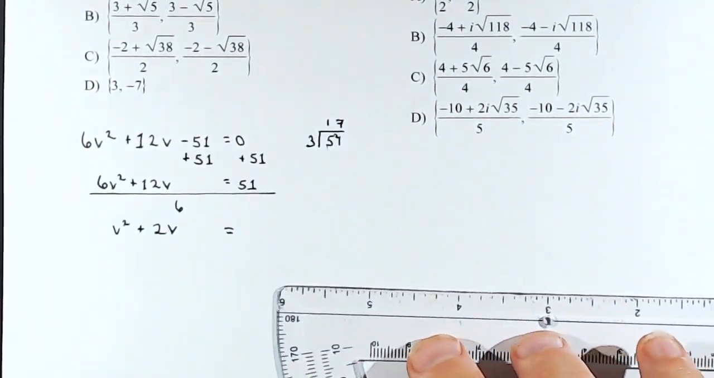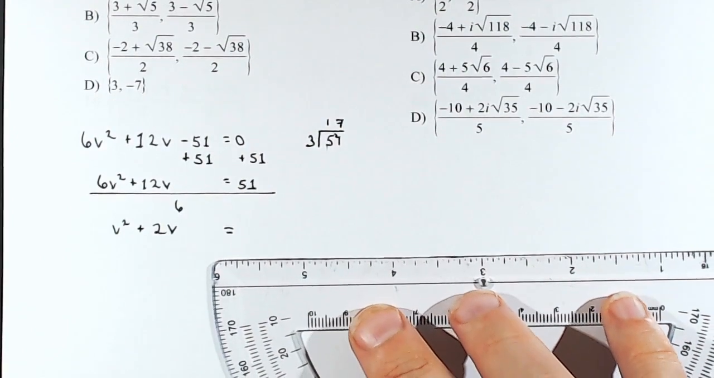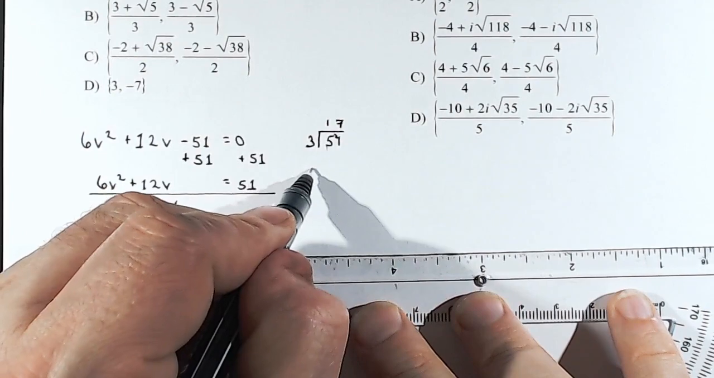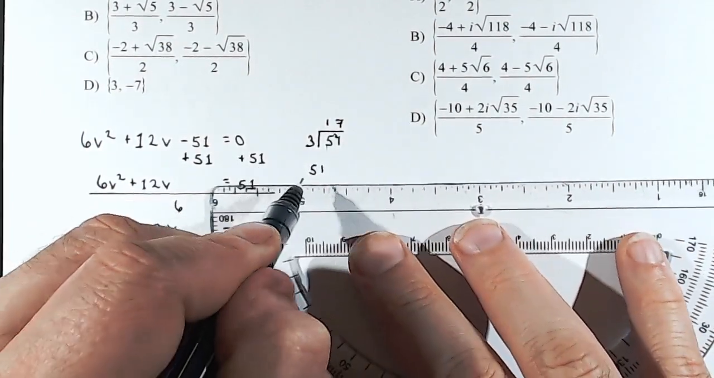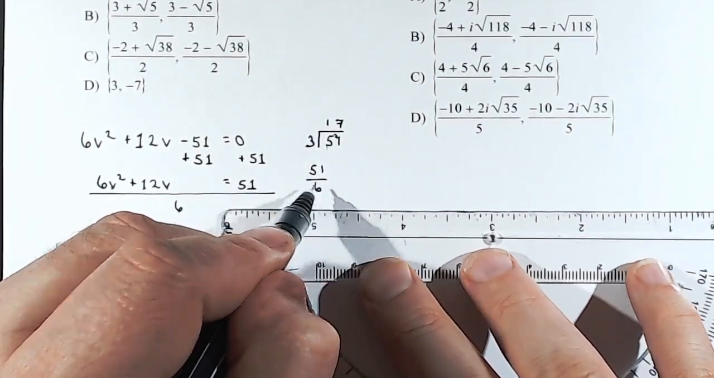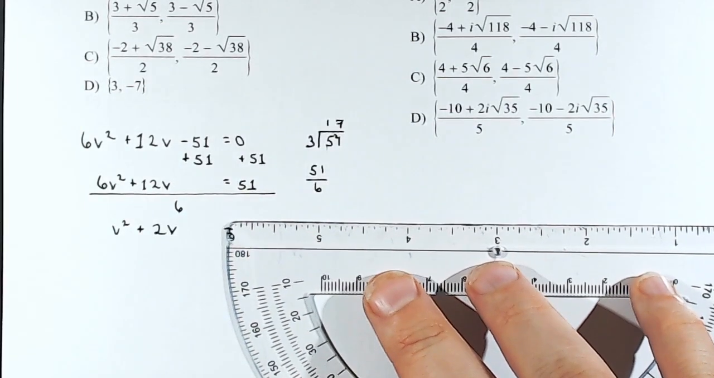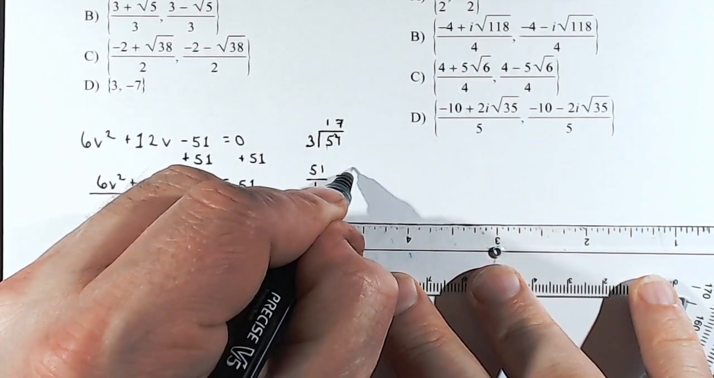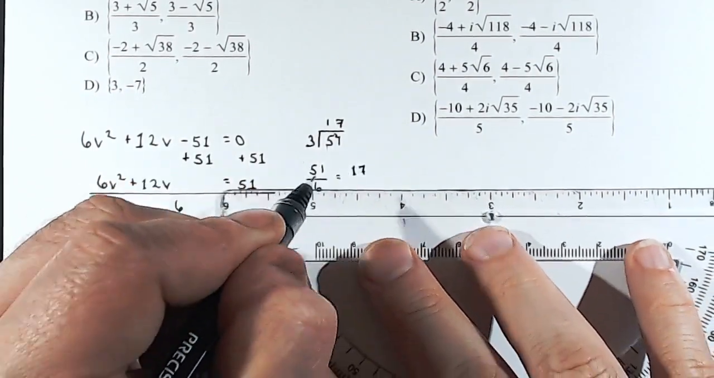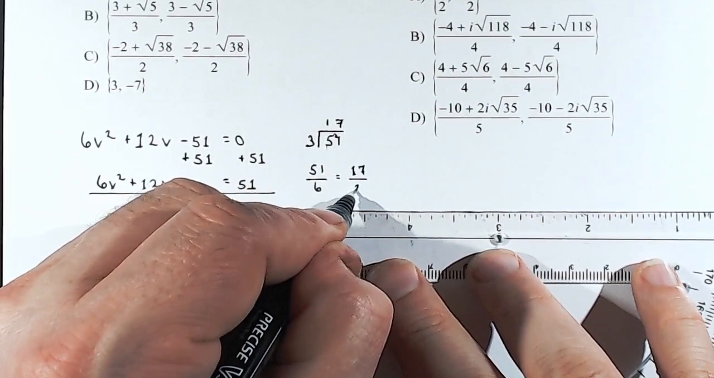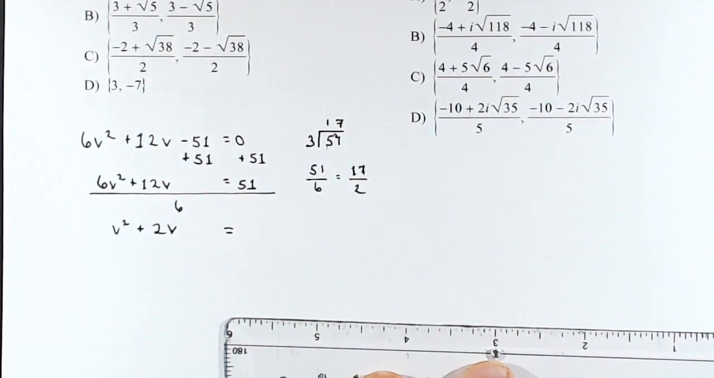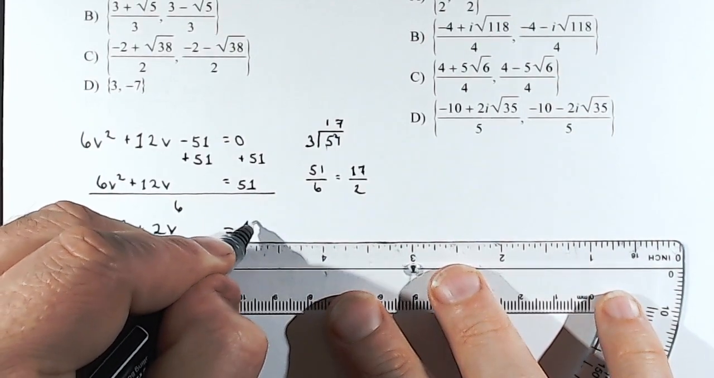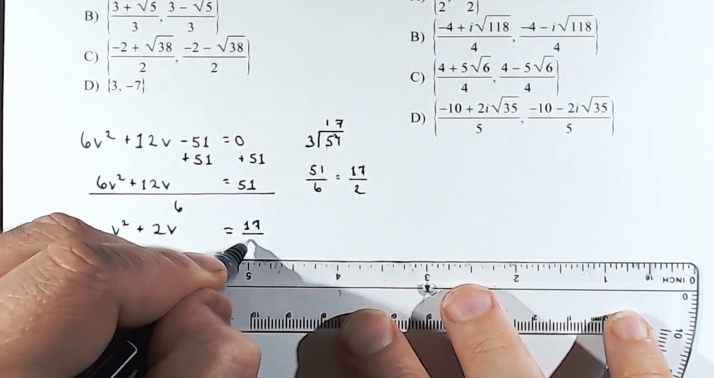It's 3 times 17. So instead of writing 51 over 6, because that's what we would get, the greatest common factor of 51 and 6 is 3, so we can divide both the numerator and denominator by 3 and reduce this fraction down to 17 over 2. Smaller numbers are always better, okay? So over here on the right side of the equation, I'll write 17 over 2.